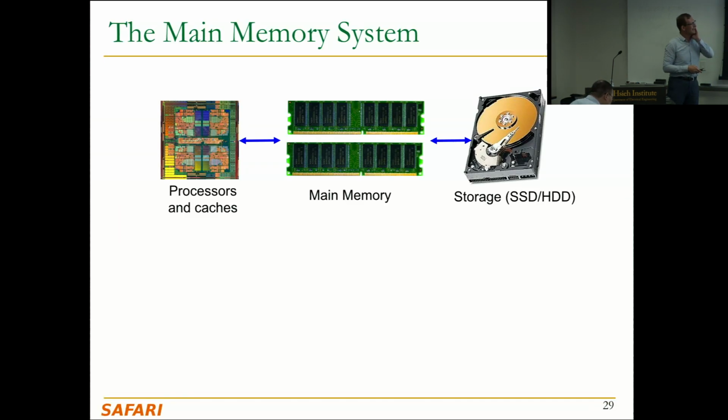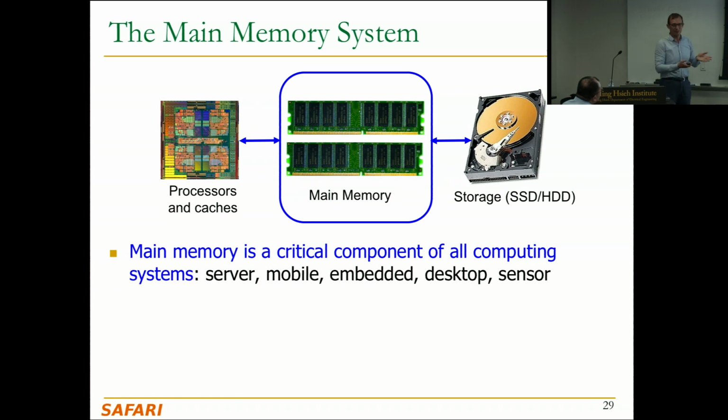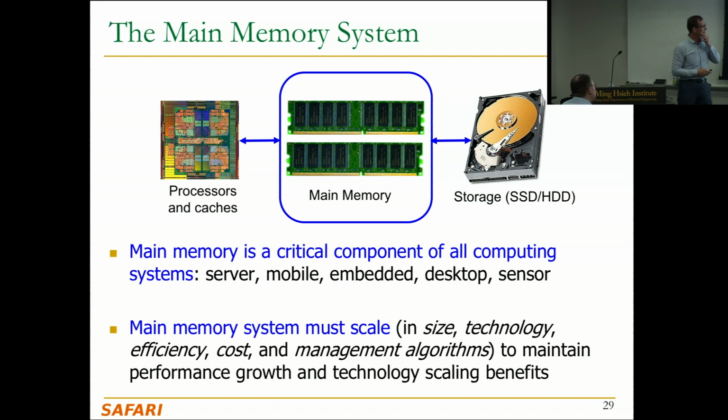I intend to talk about more general purpose right now, and we're going to go into special purpose when the time comes. So I'm going to talk about main memory. It's a critical component of all computing systems that we have today. Whatever system you have, server, mobile, embedded, desktop, sensor, you need some sort of working storage. It's usually DRAM based today, main memory.